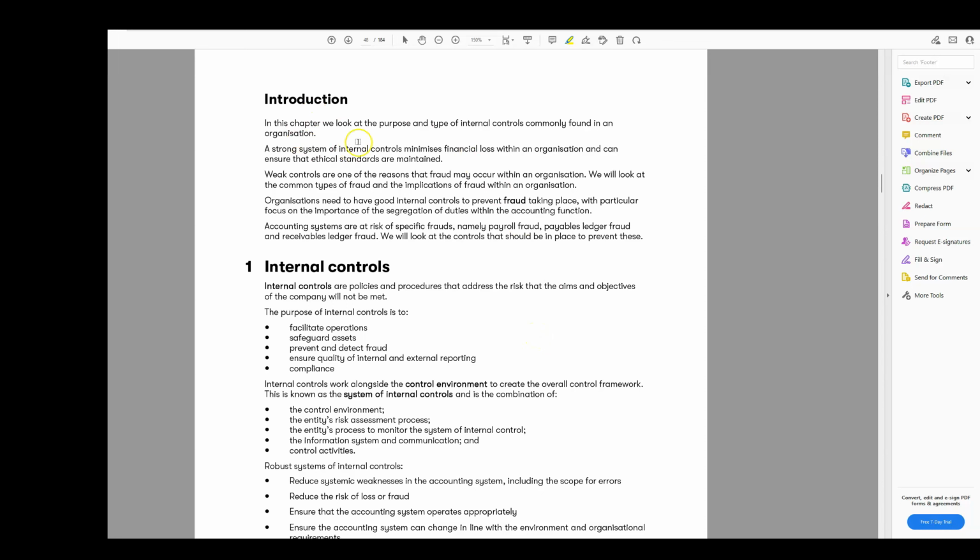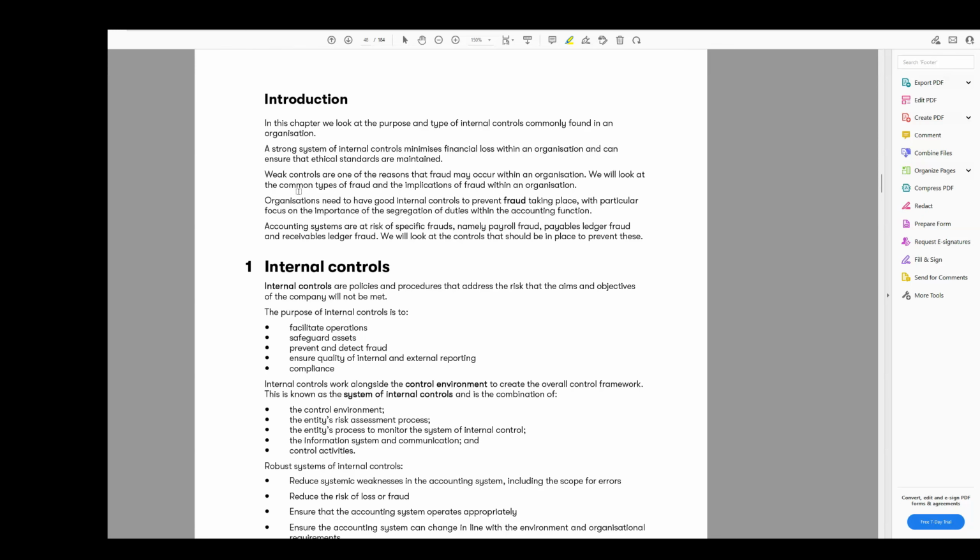It's saying in this chapter we will look at the purpose and the type of internal control commonly found in organizations. A strong system of internal control minimizes financial loss within the organization and can ensure that ethical standards are maintained. Weak controls are one of the reasons that fraud may occur within the organization. So we need to make sure the controls are strong. We will look at the common types of fraud and the implication of the fraud within the organization. Organizations need to have good internal control to prevent fraud taking place, with particular focus on the importance of the segregation of duty within the accounting function.